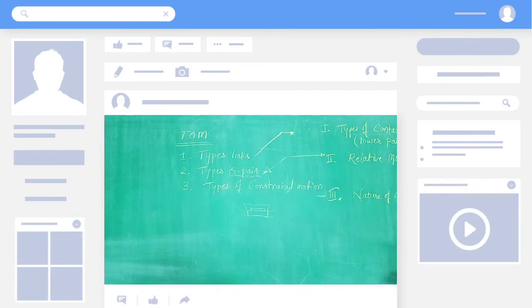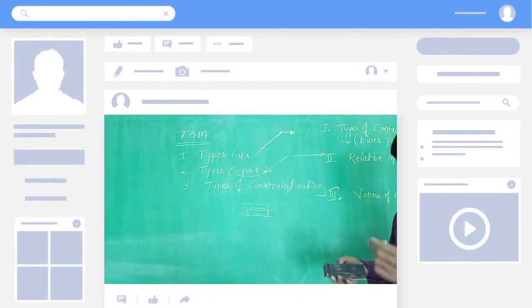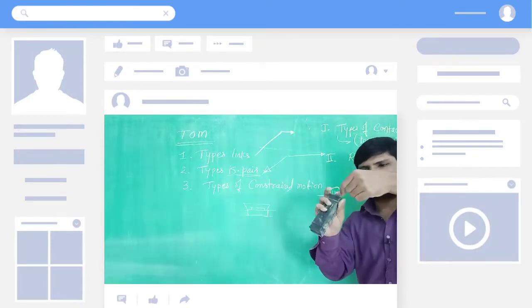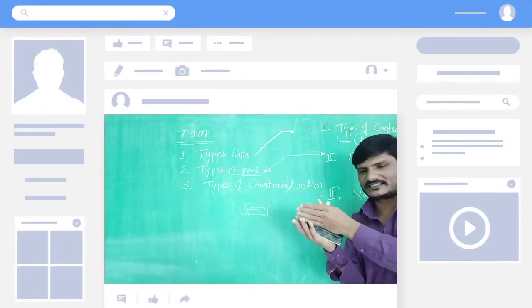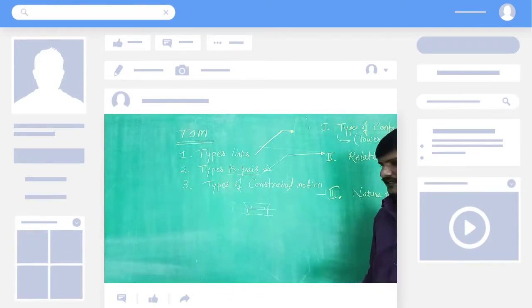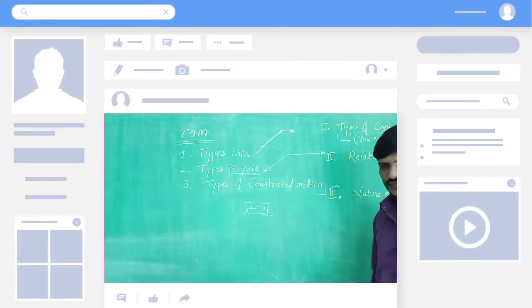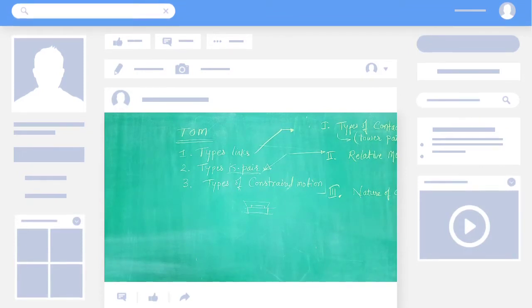So again, under the type of contact, the first one is the lower pair. When two surfaces are in continuous contact, you can take it as a lower pair. For example, a nut and bolt are in contact with each other, and two plates touching each other continuously, like the tool post on a lathe machine. Different examples you can take to explain the lower pair. Now the second one is the higher pair.